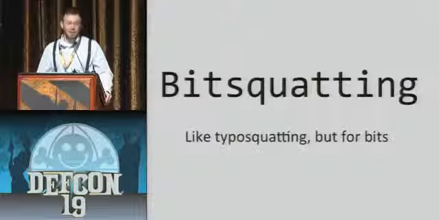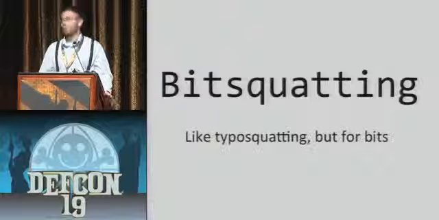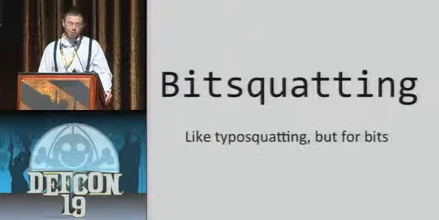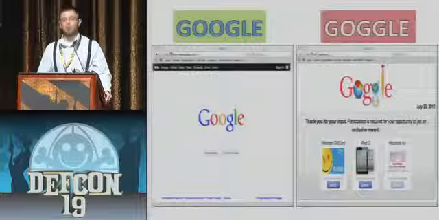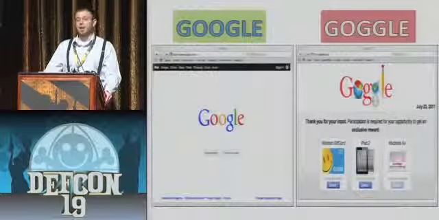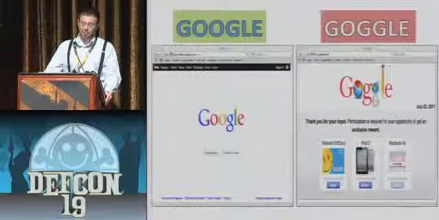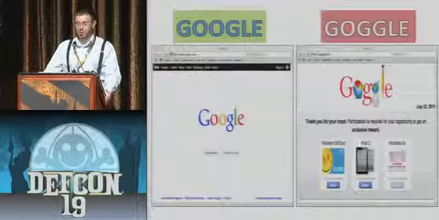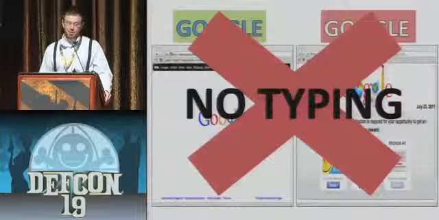Once again, the attack is called Bitsquatting. And it's called Bitsquatting because it's like typosquatting, but for bits. So, I'm assuming we're all familiar with typosquatting, but if not, here's a good example. Let's say you want to go to Google, which is a popular search engine, but you type in an extra G, and you go to Goggle, where you can win Walmart gift cards, free iPads, but sorry, they're out of MacBook Airs. And this is not what I'm talking about.